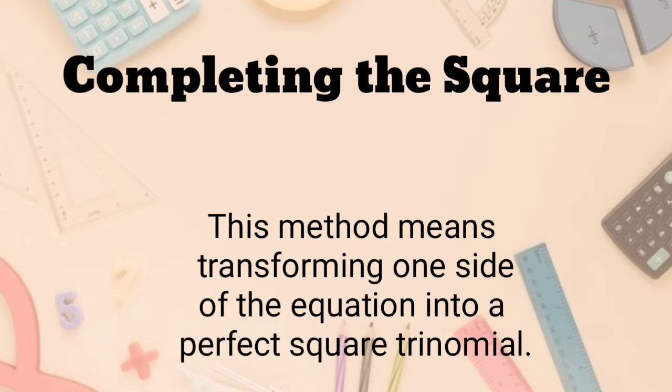Now, let's talk about completing the square. There are quadratic equations that are not factorable, meaning you can apply the method of completing the square. Pwede din naman natin gamitin siya kapag factorable yung ating equation. So, this method means transforming one side of the equation into a perfect square trinomial.